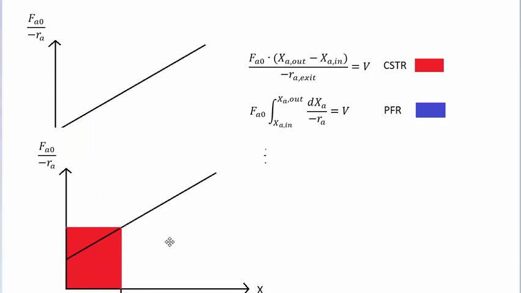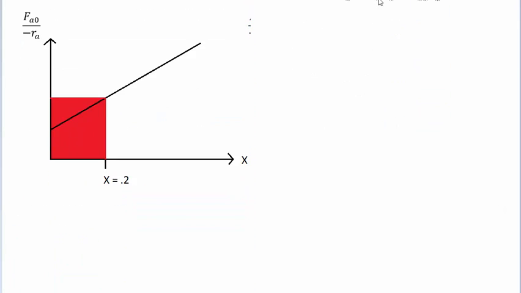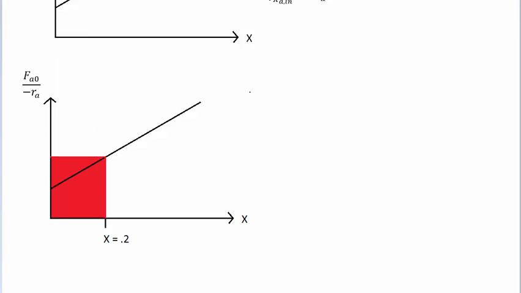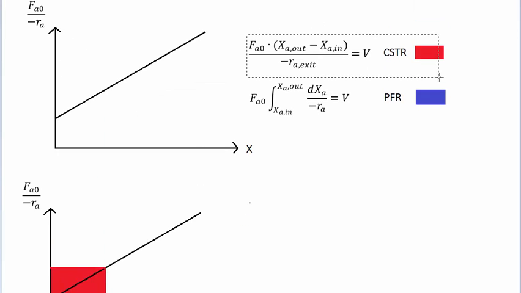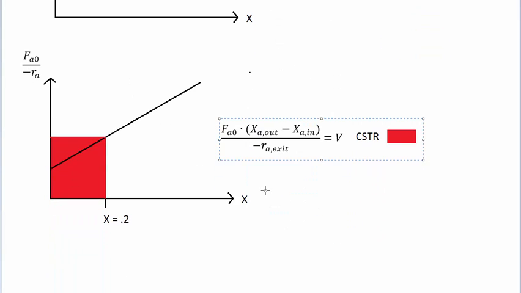So if I wanted to get a conversion of, say, 0.2 using a CSTR, if we look at our CSTR design equation, our outgoing conversion is going to be 0.2 and our incoming conversion is going to be 0, so it's simply going to be the rectangle here, right? So if this goes to 0, it's going to be this, which is our y-axis, times this, which is our x-axis. So you're simply going to make a rectangle with the top right of the rectangle being this point, and that's going to be the volume that you get.